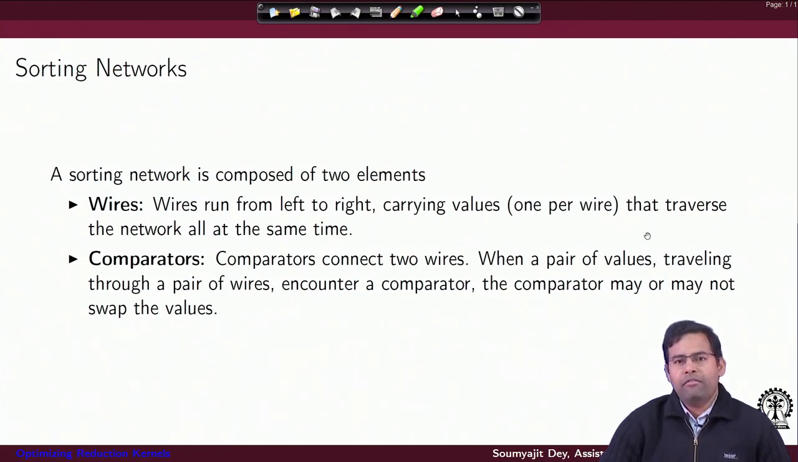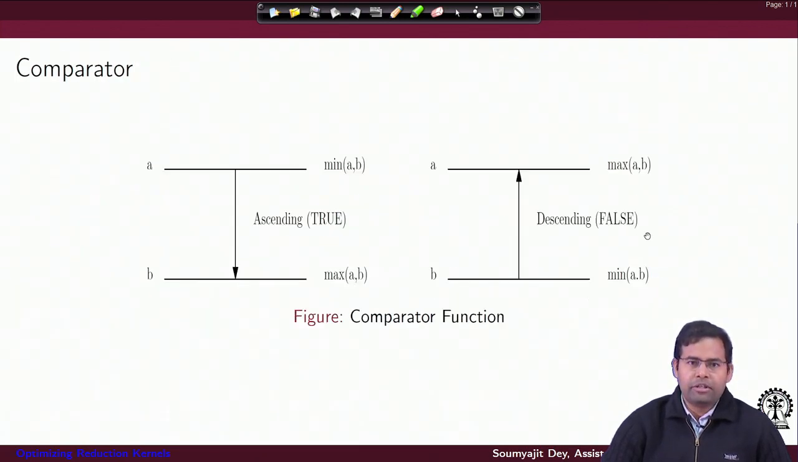Whenever I have a value coming in one input of the comparator circuit through one wire and another value coming through another input through another wire, the circuit will make a comparison, and depending on whether I want the maximum value to flow up or flow down, the comparator will work accordingly and place the values across the wires. So, that's the basic functionality here.